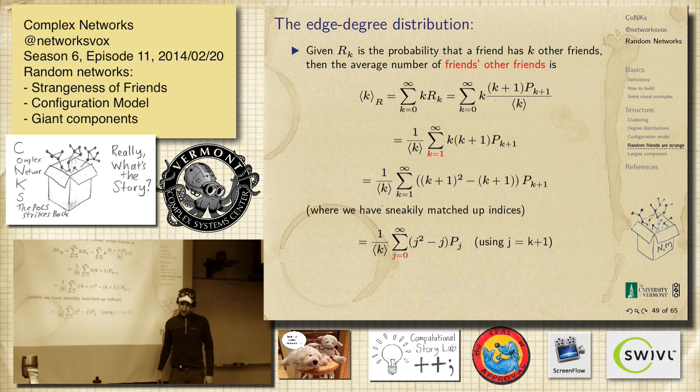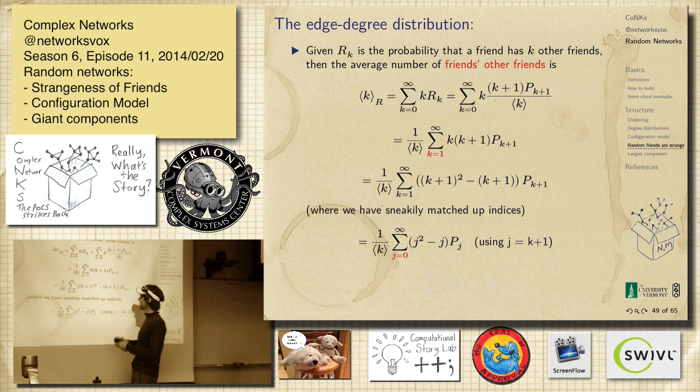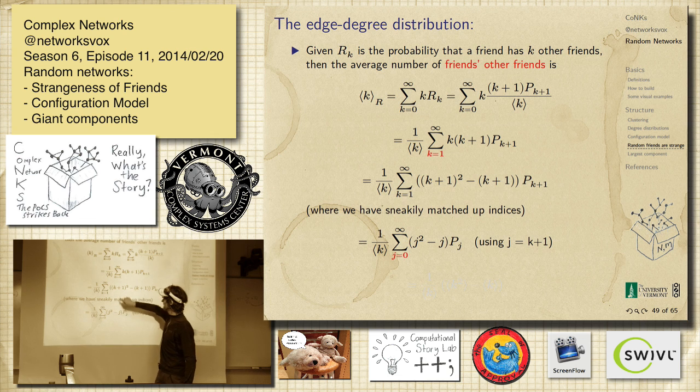So we've matched up the indices. And now you can say, okay, k plus 1 is great. Let's call it j. So now it's going to be j squared minus j, p sub j. And if k is going from 1 to infinity and j is equal to k plus 1, then j goes from 0 to infinity. You always have to think. That always hurts a little bit, I think.